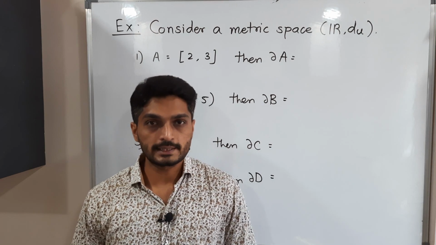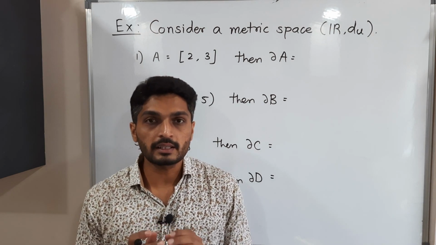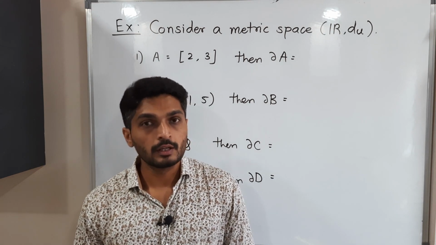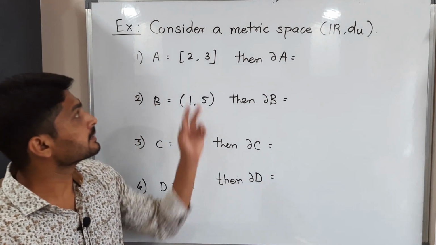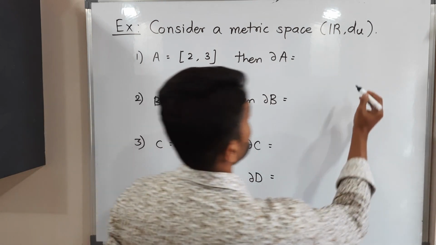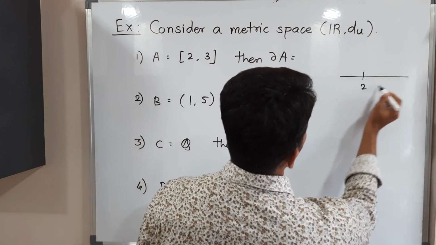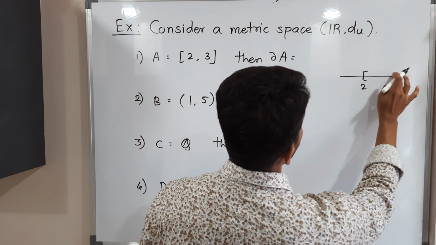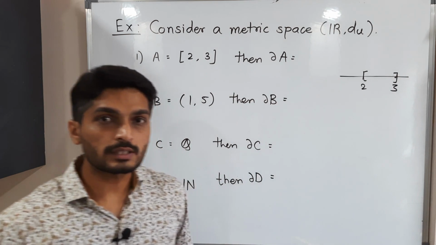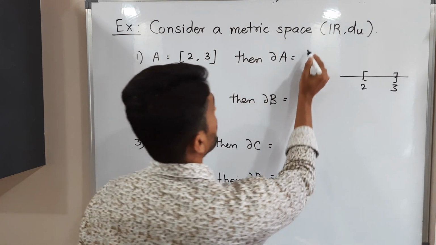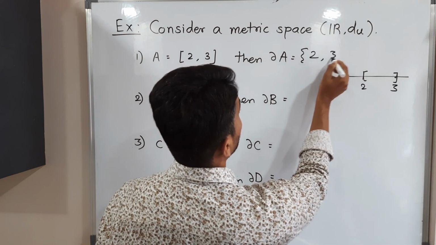Let us discuss a few examples. I have considered the metric space (R, d), where d means the usual distance on R. Our first set A is equal to the closed interval [2, 3]. So it is like this, 2 to 3. It is a closed interval, so it contains its boundary points. The set of boundary points of A, obviously we can say, is {2, 3}.